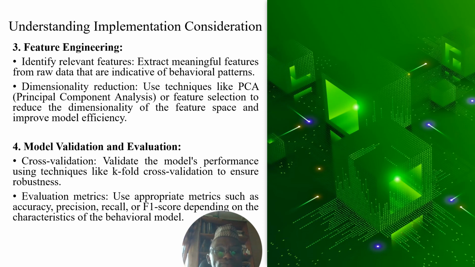The third phase is the feature engineering. You must extract meaningful features from raw data that are indicative of behavioral patterns. And you have to use techniques such as principal component analysis or feature selection to reduce the dimensionality of the feature space and improve model accuracy.